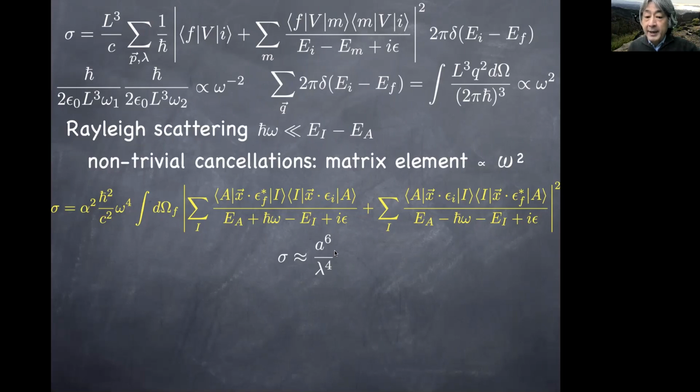So just by knowing that, I can do a dimensional analysis, and the kind of distance scale that comes in for atomic physics will be basically the Bohr radius. So you can guess the cross-section should go like the Bohr radius to the sixth power over the wavelength of the photon to the fourth power. So only by knowing the power in omega, you can get a pretty good estimate of the cross-section now. So that's a dimensional analysis.